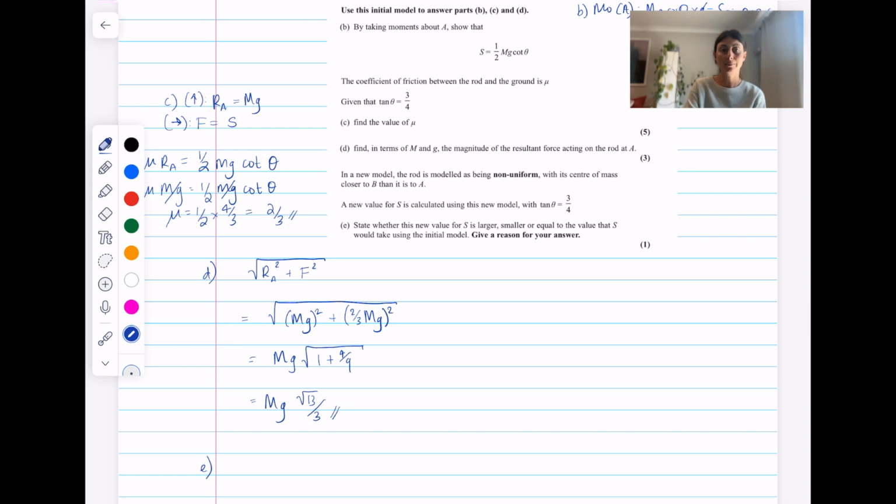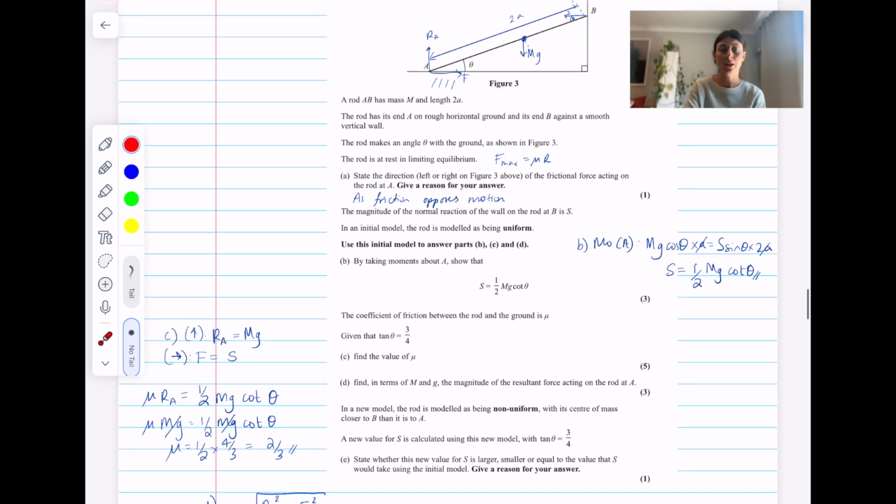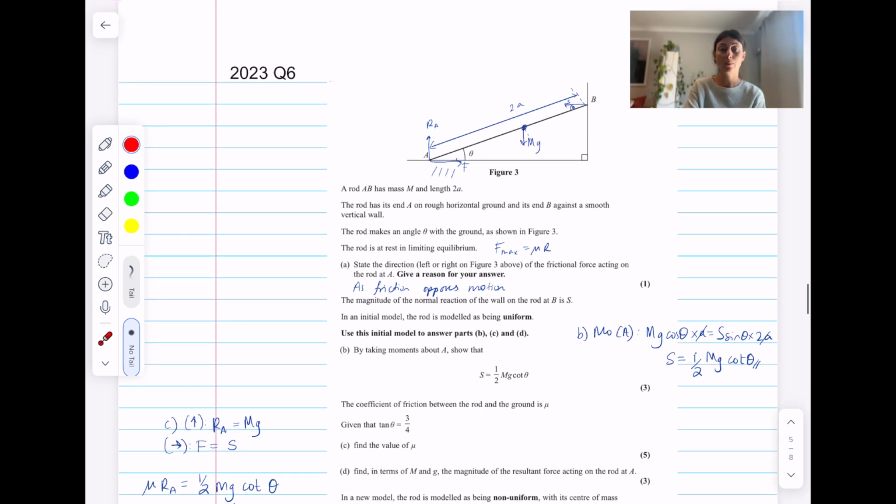Finally, part E. Now we are told the rod is non-uniform, with its centre of mass closer to B than to A. A new value of S is calculated. We need to work out whether this new value is larger, smaller, or equal to the value of S we already found, giving a reason.